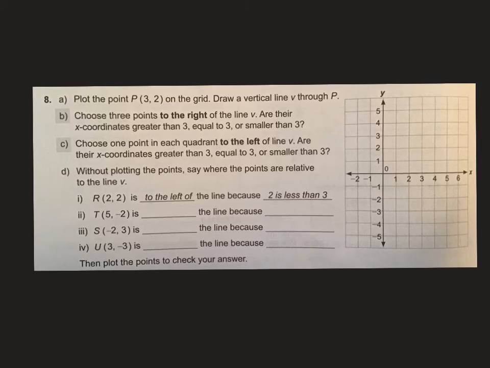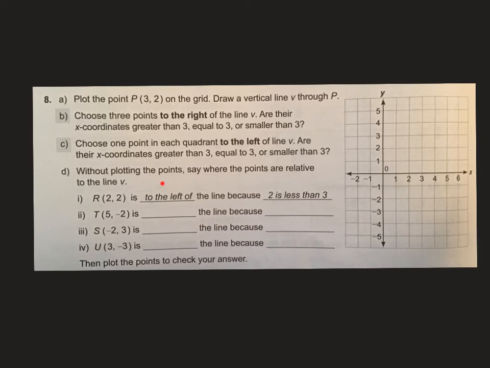Without plotting the points, say where the points are relative to the line. So if we had a line over here, then the point R, which is 2, 2, would be to the left of the line because 2 is less than 3. And this line is on X equals 3. Okay, so for each of these, you're saying, is it to the left or is it to the right? And then how do you know? Because the X value is more than 3, or is it less than 3, or is it equal to 3? Will it be on the line?